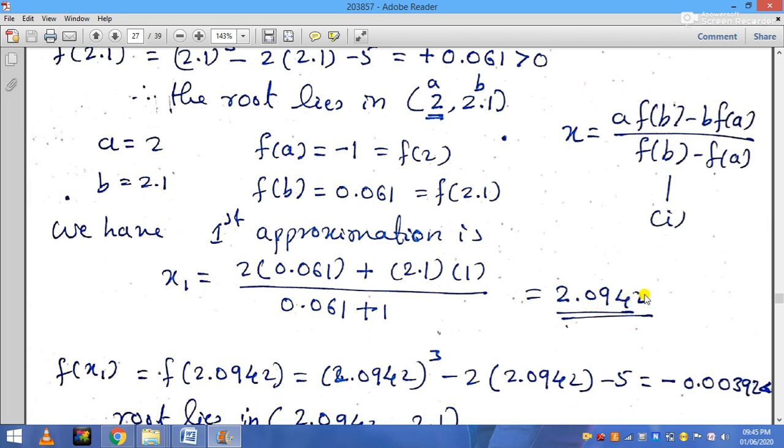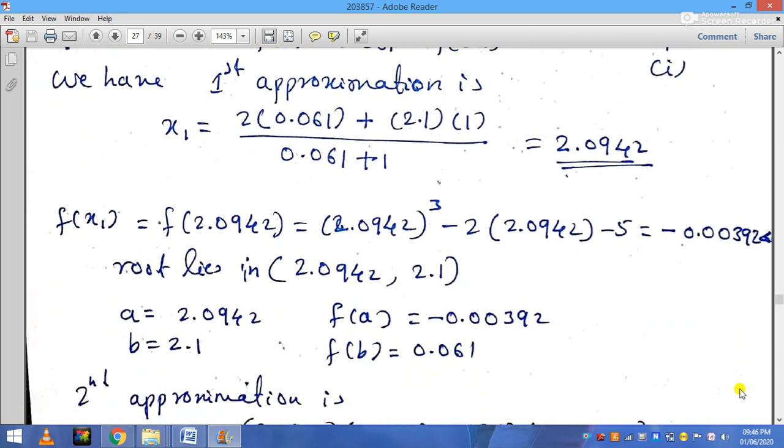Then put the x1 value in the given f of x for the second iteration. So check whether it is negative or positive. Put x1 equal to 2.094 in the given f of x. F of 2.0942, we get minus 0.03926. So it is a negative root.